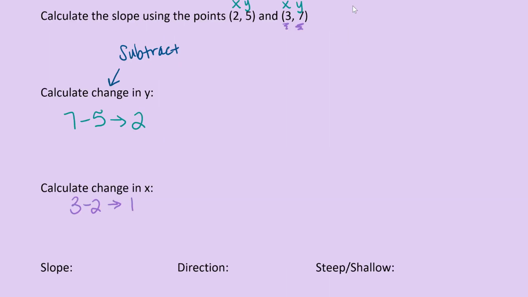So our slope for this problem is going to be 2 over 1, or we can just say 2. They're both the exact same thing, so either one works.